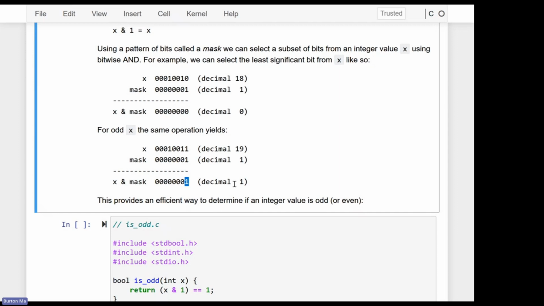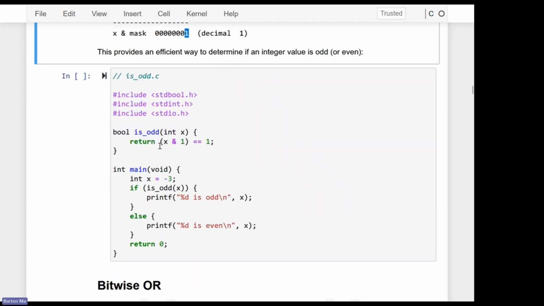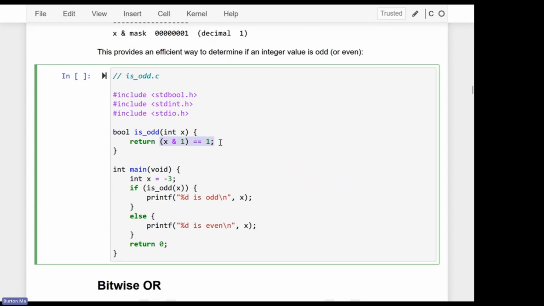And so playing this trick, you can do something like determine whether or not some integer is even or odd, without having to use the remainder operator. So I can determine if a number is odd with that line of code right there. X is my number, my mask is one. Remember what one is in binary: it's zero, zero, and so on, and then one. So there's a one in the least significant bit.